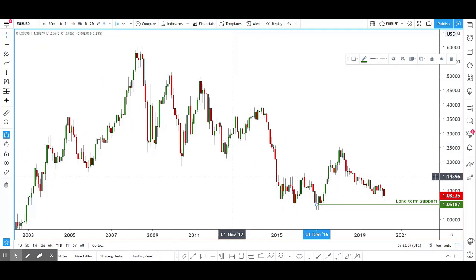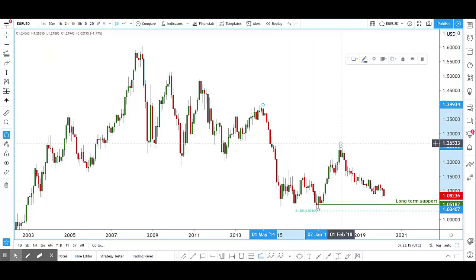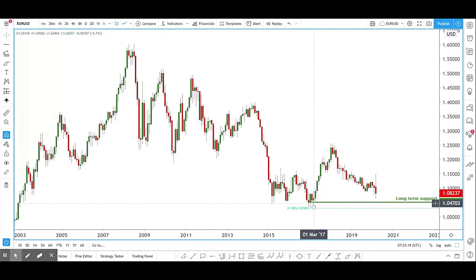Fibonacci ratios. Okay, so we can take an extension to measure the zigzag here. Take from a swing high here to the low and back up again, and we see that the 61.8 actually falls quite in line with this long-term support area, right? So this could be a strong long-term support. Let me just highlight this area, this zone.